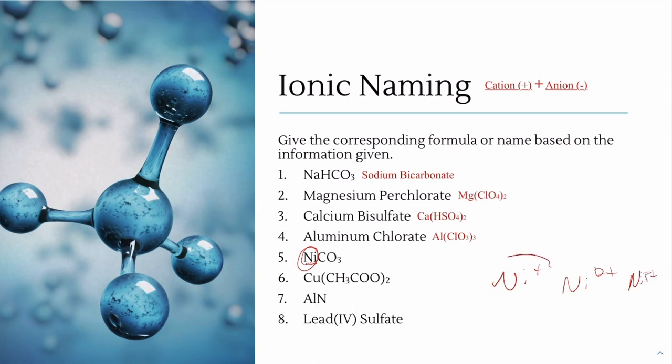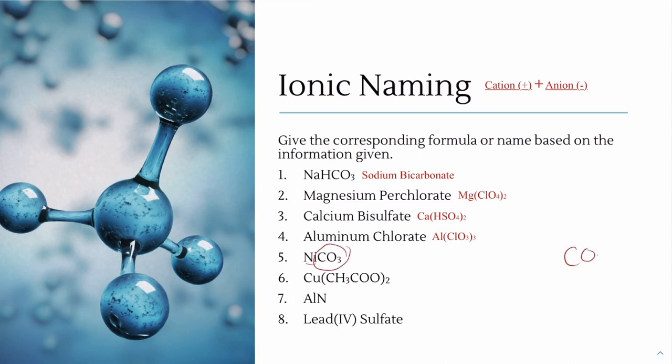And so we'd have to be able to designate which one's which. And we do that by way of Roman numerals, okay? So if I say nickel 2 sulfate or something, right? Nickel 2 sulfate would refer to nickel 2 plus, okay? So in this case, it's easiest first when you have a transition metal to look at the anion first.